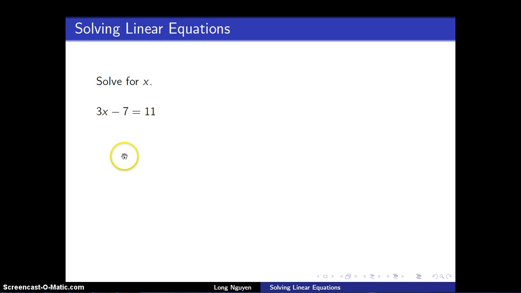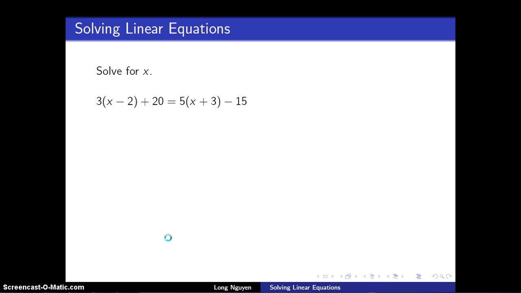To undo two operations, we need to do the operations in reverse. Because x is being multiplied by 3, then subtract 7, we need to undo that by first adding 7, then dividing by 3. So first I'm going to add 7 on both sides of the equation. This will cancel. I have 3x on the left and 18 on the right. Once I get rid of the 7 by adding 7, now I have to undo the 3 by dividing by 3. So I'm going to divide by 3 on both sides. I have x is 6.